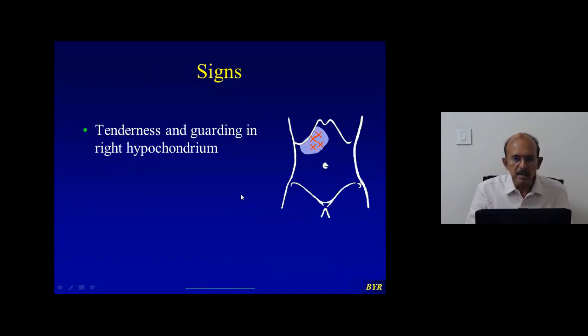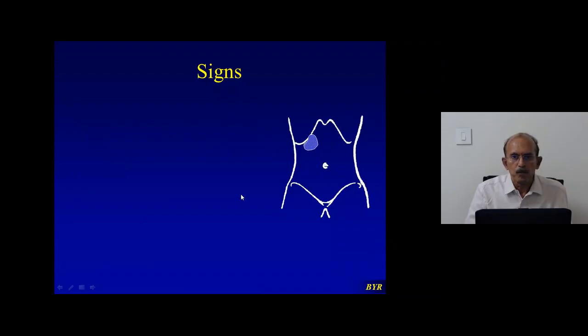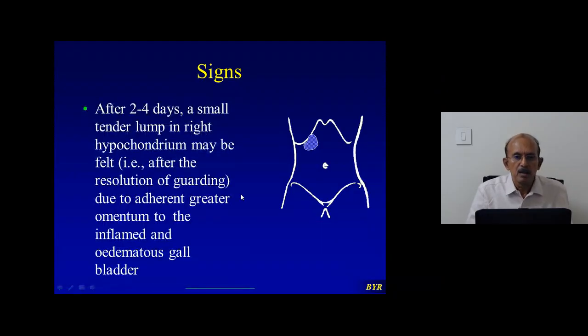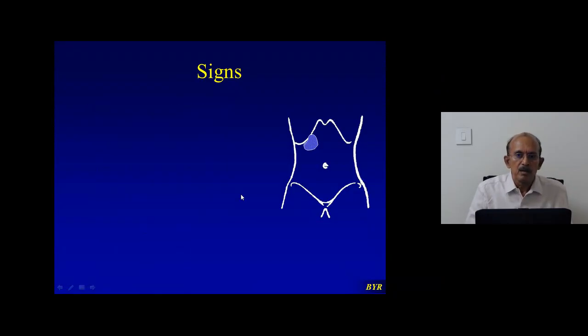Exudates can collect in Morrison's pouch also. The hepatorenal pouch can be the place for the collection of exudates from the gallbladder. Not only from the gallbladder, many of the exudates collected in the peritoneal cavity can collect in this hepatorenal pouch, and that is the commonest area of subphrenic abscess. So there will be tenderness and guarding in the right hypochondric region.